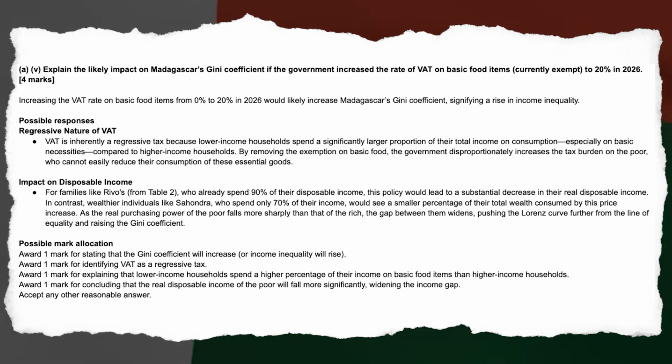Possible mark allocation. Award 1 mark for stating that the Gini coefficient will increase, or income inequality will rise. Award 1 mark for identifying VAT as a regressive tax. Award 1 mark for explaining that lower-income households spend a higher percentage of their income on basic food items than higher-income households. Award 1 mark for concluding that the real disposable income of the poor will fall more significantly, widening the income gap. Accept any other reasonable answer.